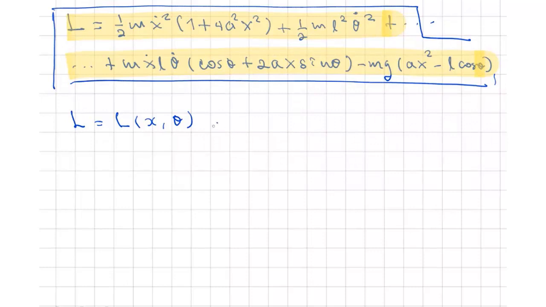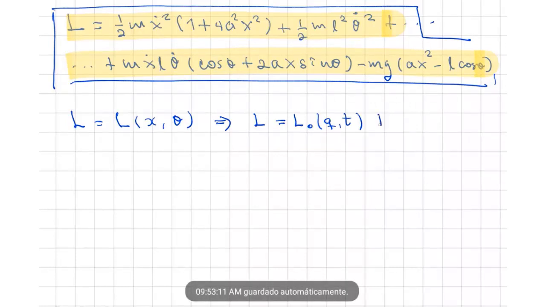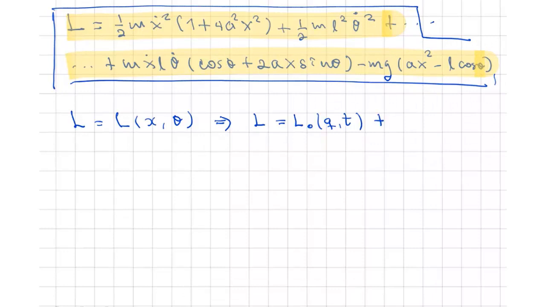When the Lagrangian is a quadratic function of the generalized coordinates, it can be written like this: L is equal to L0 of (Q, t), where Q is the generalized coordinate and t is the time, plus 1/2 of Q transpose A Q. We are going to call this equation number 4.